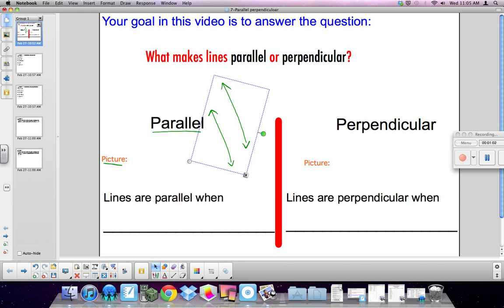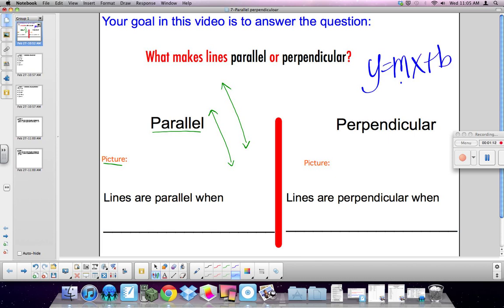They never cross. Now, what does it mean for algebra? Well, when we're talking about algebra, we're talking about rules. Y equals mx plus b. So we have two rules. What makes the two rules parallel lines? Lines are parallel when they have the same slope. Because remember, slope tells me how steep these lines are. And if they have the same steepness, then they have the same slope, and they will never touch each other.